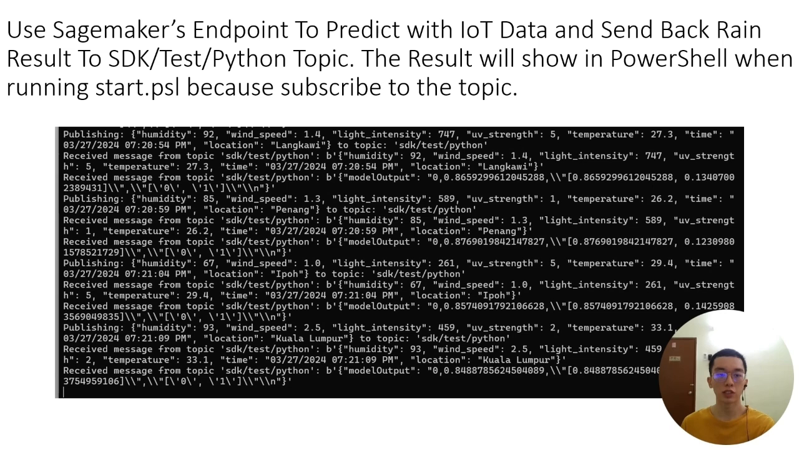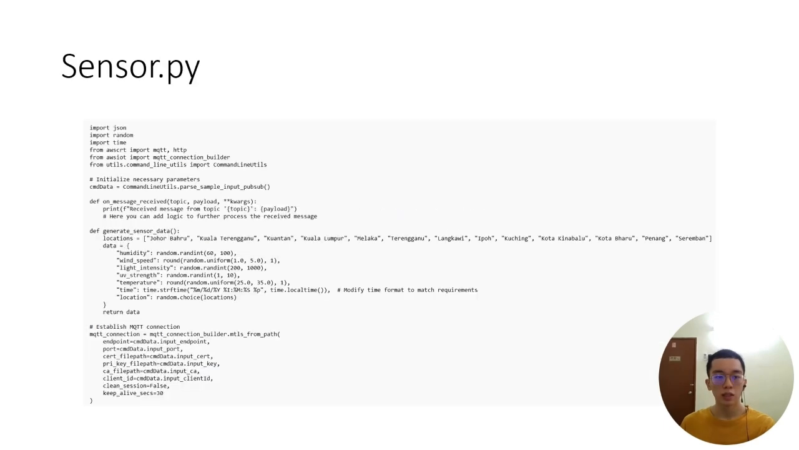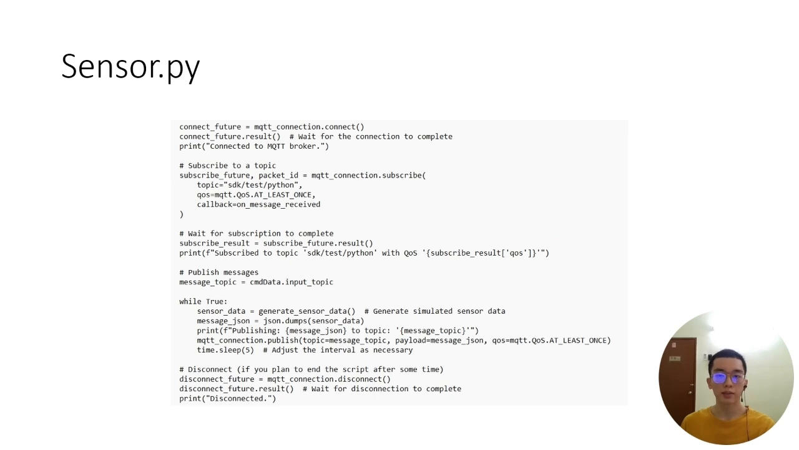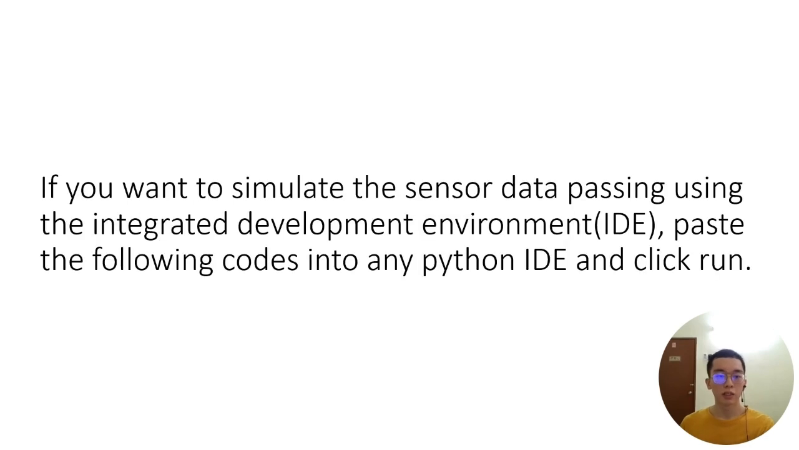Here's the Lambda code and the continued part. Here's the sensor Python document and the continued part. Make sure to install the necessary Python libraries below by typing the following line in your command prompt. If you want to simulate the sensor data passing using an Integrated Development Environment (IDE), paste the following code into any Python IDE and click run. Here's the code. Here's the continued part.